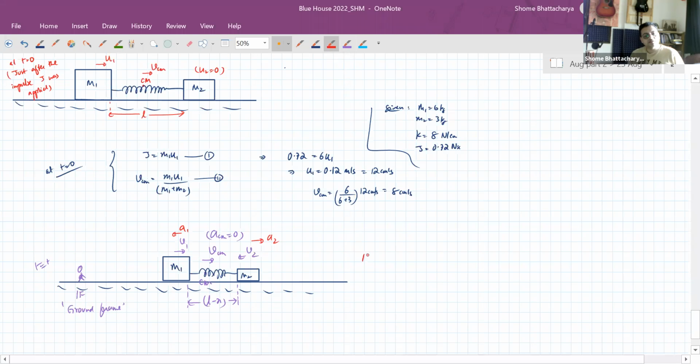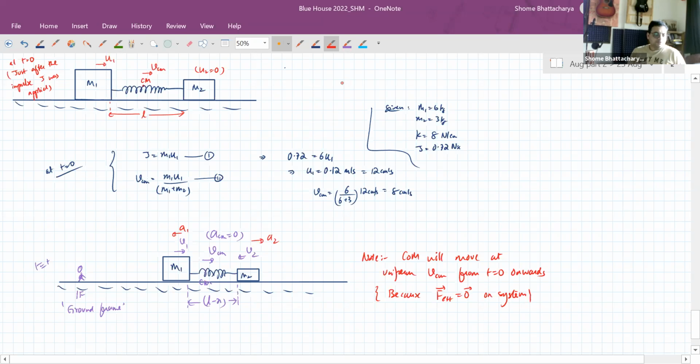So the important thing to understand here is that the center of mass will move at uniform VCM from t equal to 0 onwards, because there's no external force on the system. The net external force on the system is 0. So next, what we will do is we will make the FBDs of each of the blocks in the center of mass frame, keeping in mind that it's an inertial frame only.